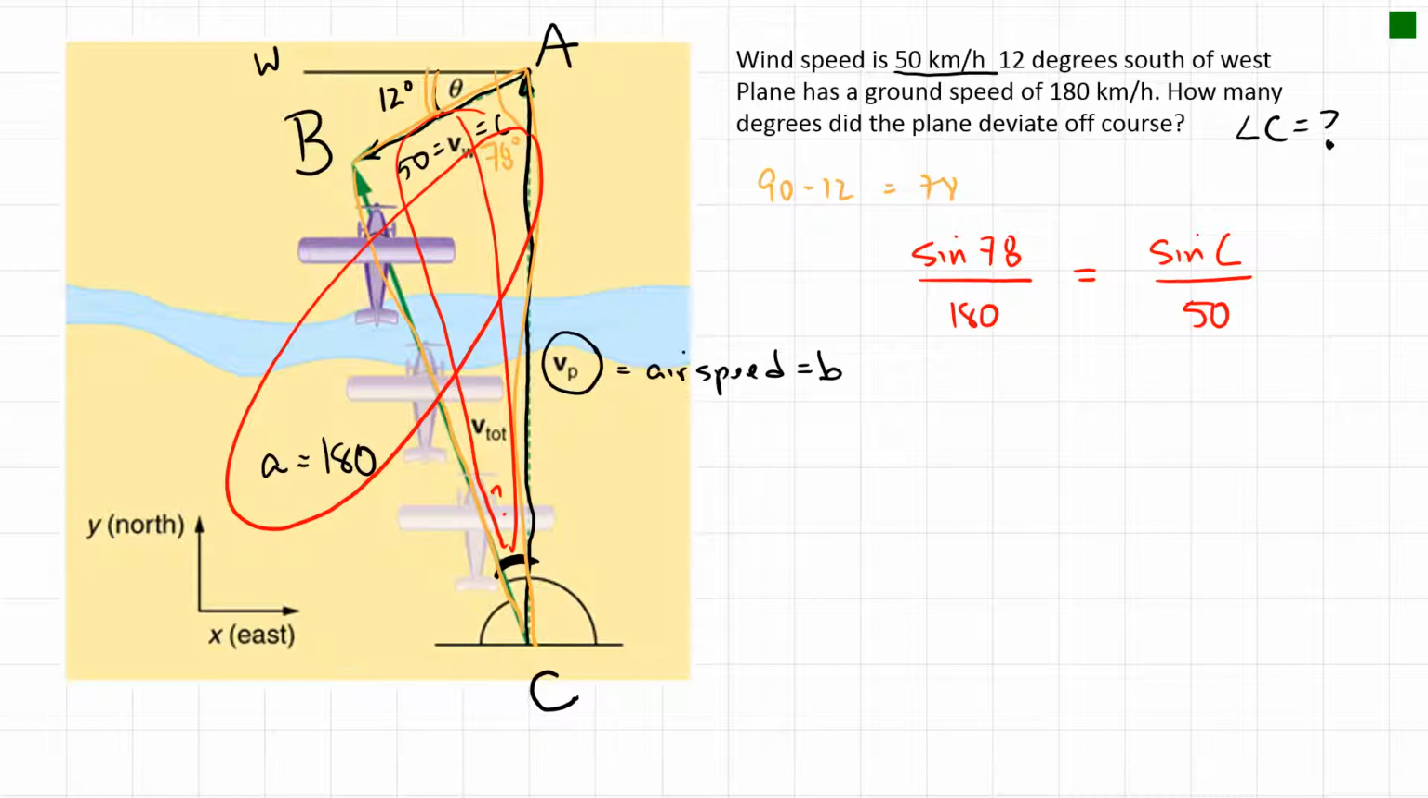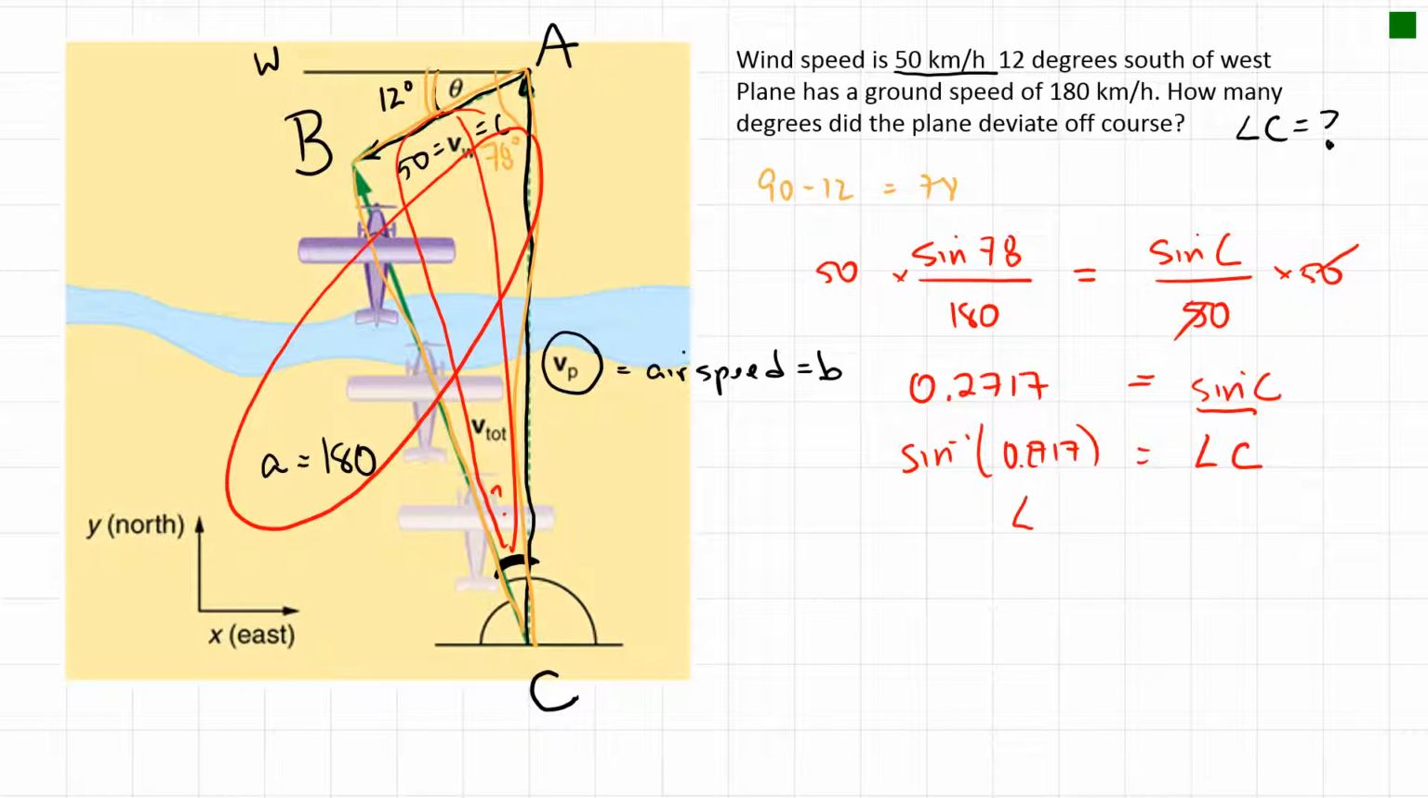So here we go. We're going to multiply both sides by 50. And then this cancels on this side, and I get the sine of C equals 0.2717. So now I've got to get rid of the sine, so I'm going to take the inverse sine of both sides to find angle C. And angle C is 16 degrees. And we just take a look at, see if that makes sense. Yeah, 16 degrees looks about right.